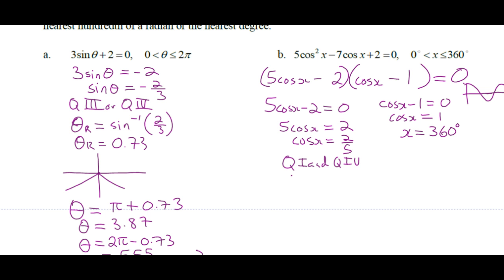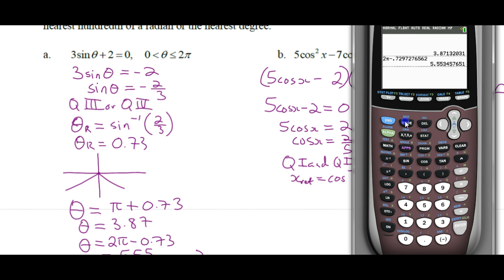What's my reference angle? So x ref will be the inverse cos of 2/5 in degrees, so mode degrees. This time we're rounding to the nearest whole number. You could go float, set it to a 0. If you do that, you can mess yourself up in subsequent calculations. So just keep in mind, if things don't look right, go check and see if you did rounding.